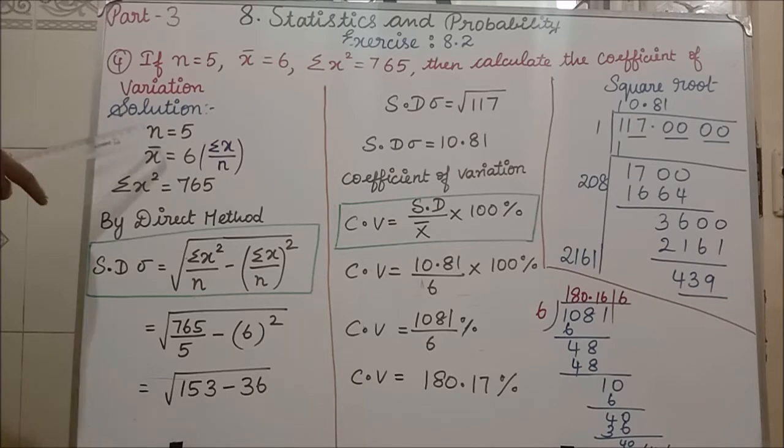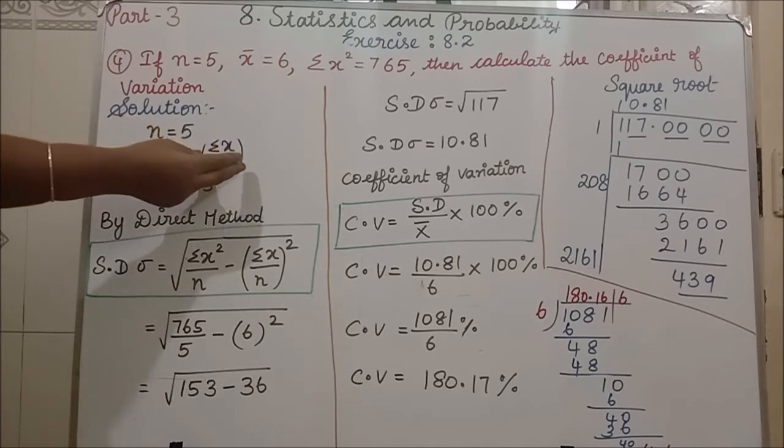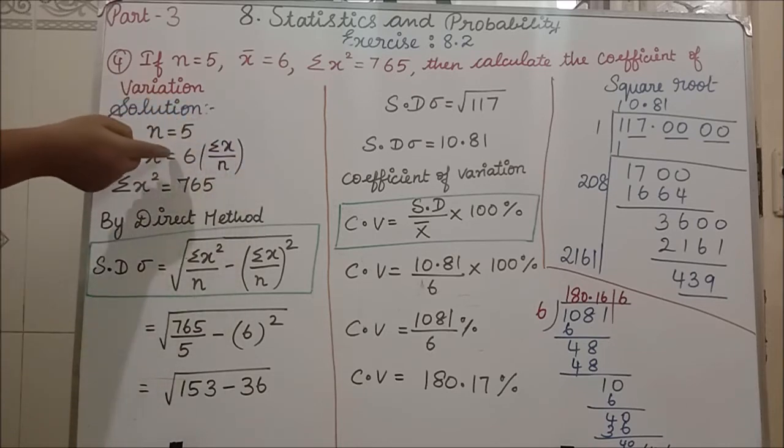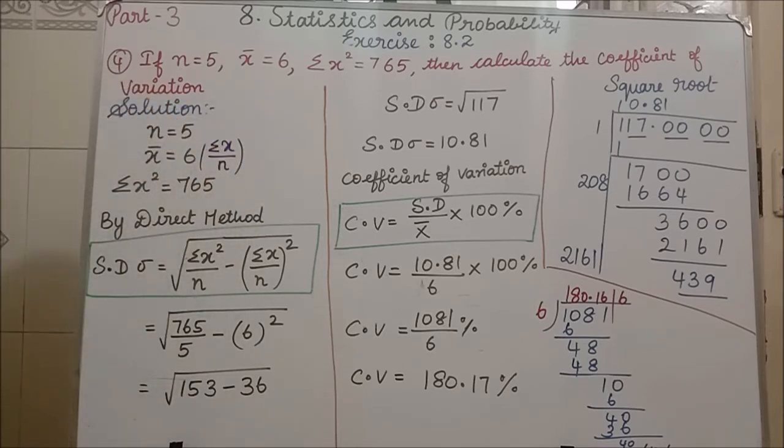Here now n is equal to 5, x bar equal to 6. I told you many times, x bar means what? Mean formula is summation x by n. Mean means x bar. So x bar is equal to summation of x divided by n. So wherever we need summation of x by n, in that place you can substitute 6. Next in the question we are given summation x square equal to 765. That value they have given in the question. By direct method, why are they using the direct method?